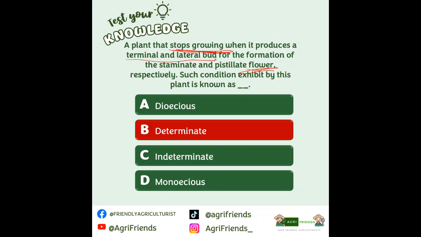Remember that determinate plants, these are plants that stop growing once they reach a certain height and produce flowers. While monoecious, these are plants that have both the male and the female reproductive organ, but it doesn't mean that they stop growing once they produce the buds for flowering. So, monoecious can be determinate or indeterminate. Indeterminate plants, on the other hand, are the opposite of the determinate. So, even though they already produce flowers, they still continue their growth. Dioecious plants, these are plants that have separate male plant and female plant.